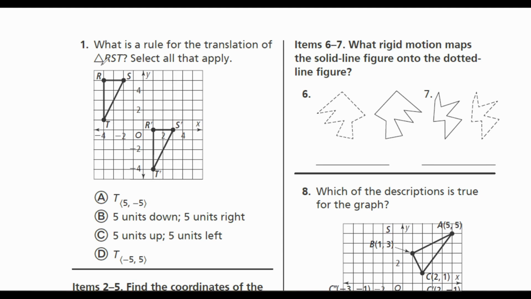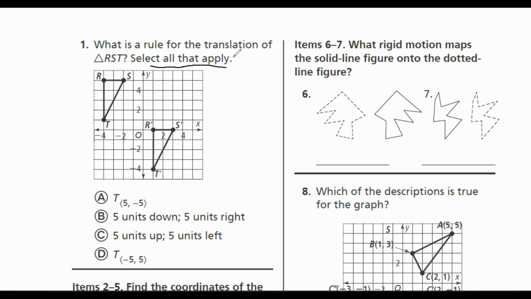All right, let's look at the topic 3 review. Question number 1 says, what is a rule for the translation of triangle RST? Select all that apply. So be careful with the select all that applies. It may be 1, 2, 3, 4. Well, 4 would be the limit here.